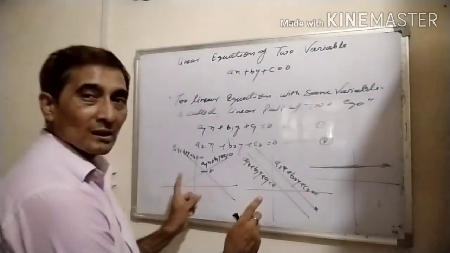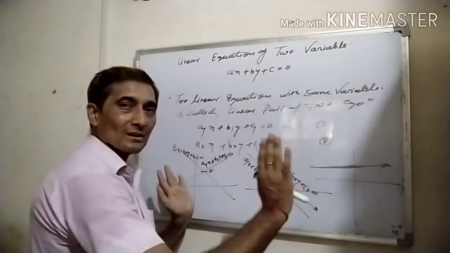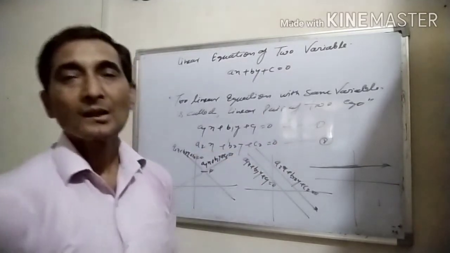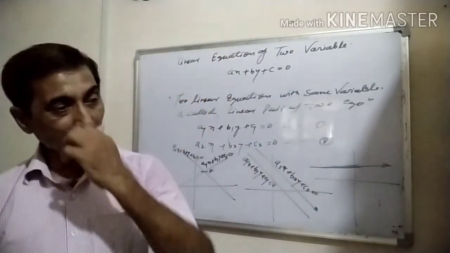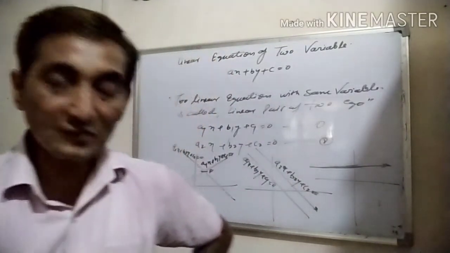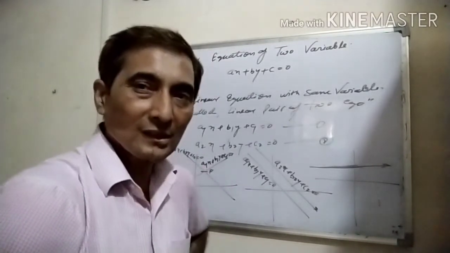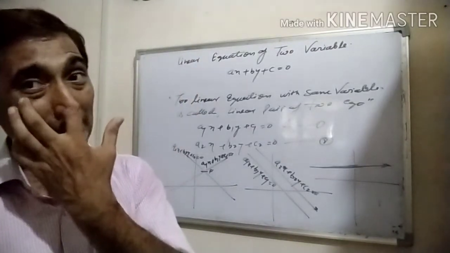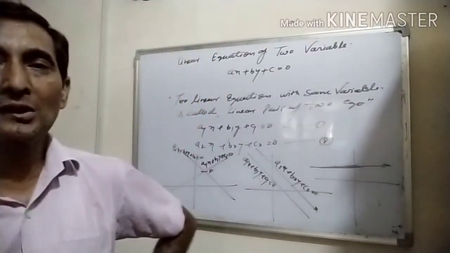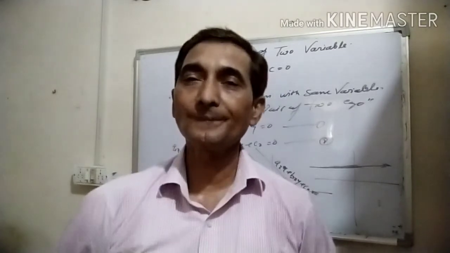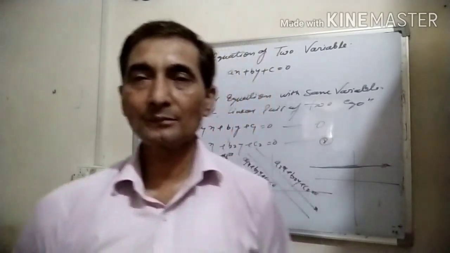So you will see there are three possibilities that may occur if you are going to find the solution of two linear pair equations. The problem is how can we judge when the given linear pair of equations gives a unique solution, no solution, or an infinite number of solutions. Students, it is a very important topic, the most important topic.